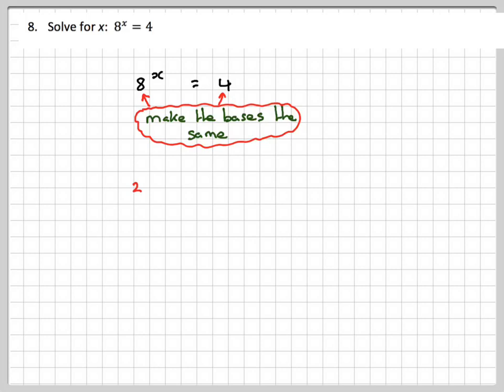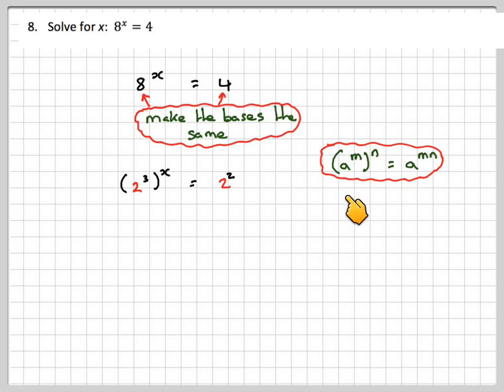So 8 is 2 cubed, and then 2 cubed is raised to the power of x. 4 is 2 squared, and then we use the idea that (a to the m) to the n is equal to a to the mn. So this becomes 2 to the 3 times x, still equal to 2 squared.